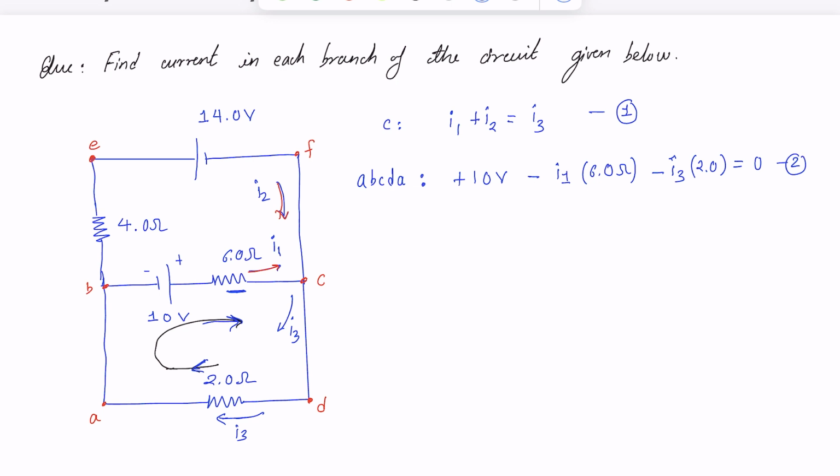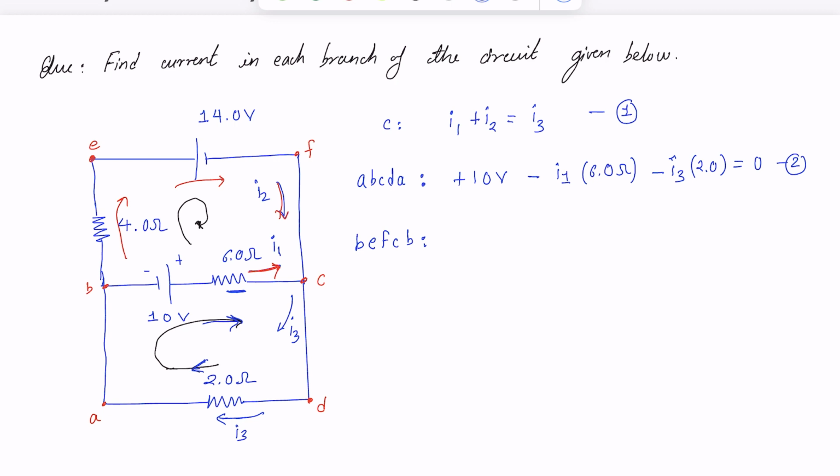Now we look at the loop B, E, F, C, B. For B, E, F, C, B, we are moving like this, right? That's why it's B, E, F, C, B. And the current direction is here it's this, here it's this, and current here on 6 ohms is here.